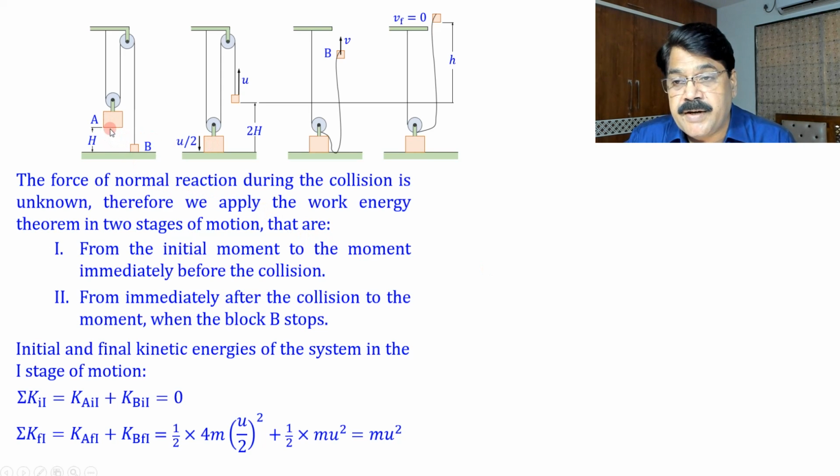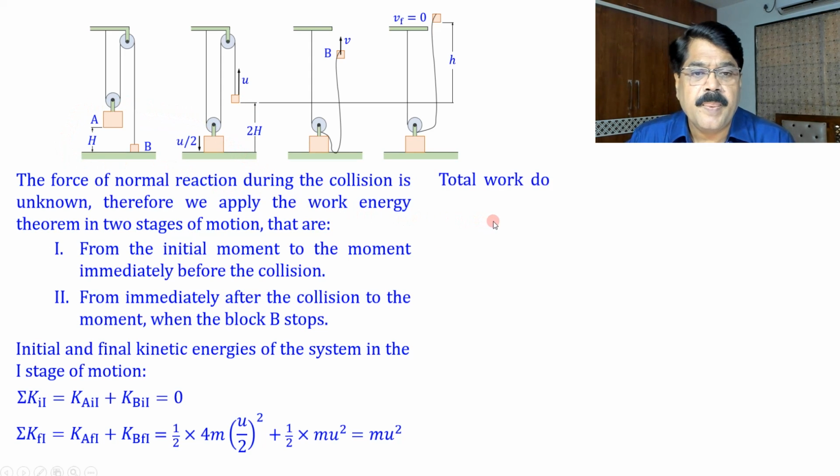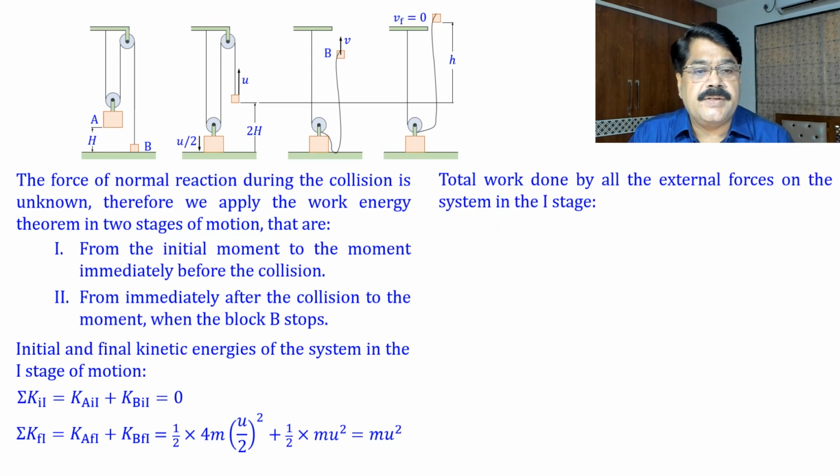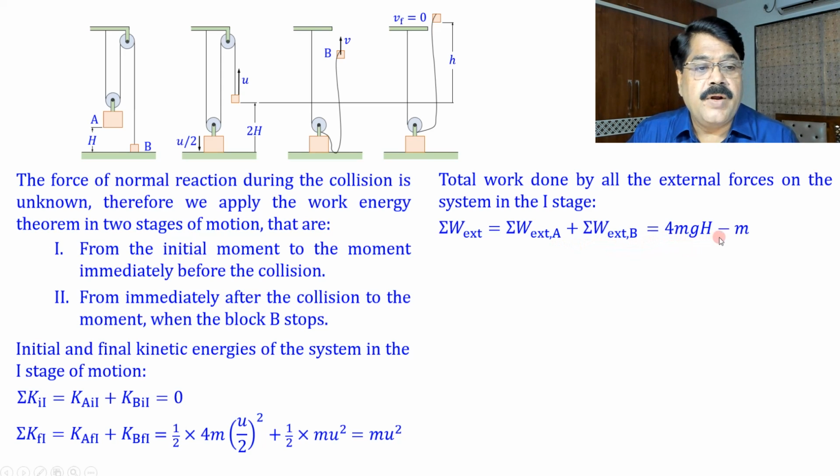Now we write work done by all the external forces from here to here. 4mg is acting downward during distance h, so work done will be positive 4mgh, and on B, mg is acting downward and displacement is 2h upward, so work done will be minus mg into 2h. So total work done by external forces will be 2mgh. Let us see how. Total work done by all the external forces on the system in stage 1, that is summation W external, is equal to summation W external on A plus summation W external on B, 4mgh minus mg into 2h, so that will be 2mgh.